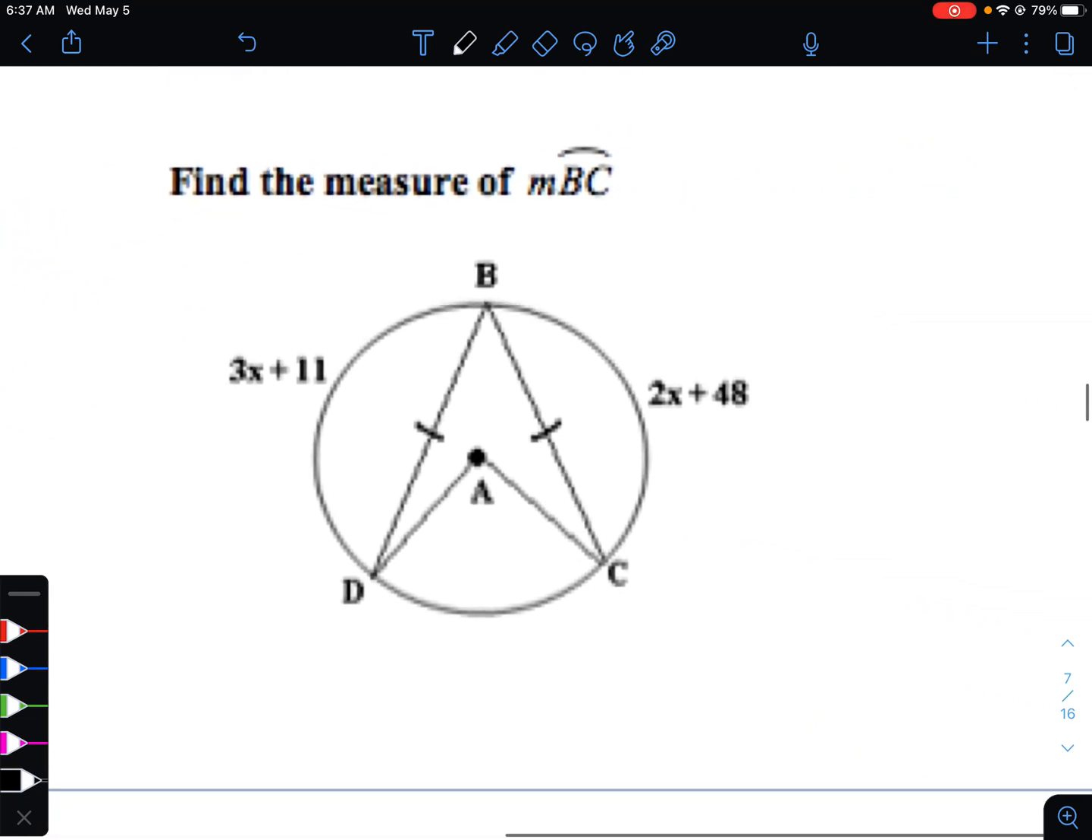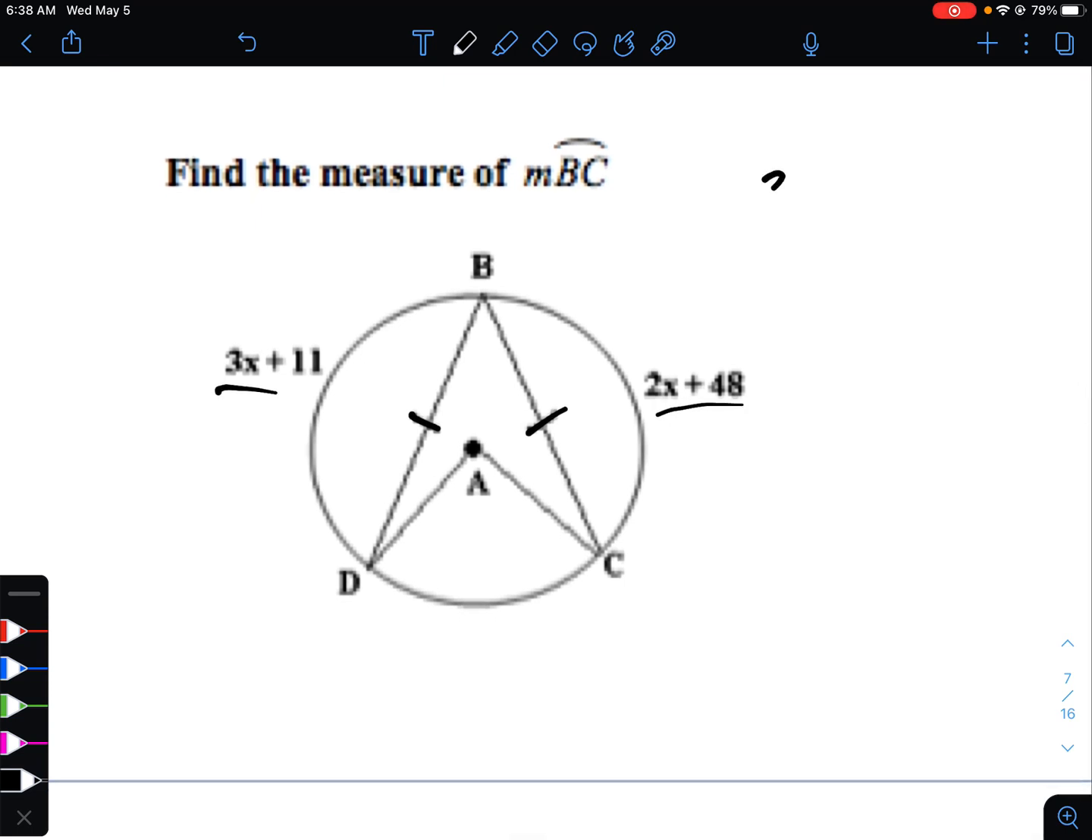Okay, so the last one on this page of the notes, and then we'll look at our second page with some additional rules. We're asked to find the measure of BC. So we already know that these two chords are the same. That means that our two arcs have to be equal to each other. So what we would want to do is go ahead and set those equal to each other. So 3x plus 11 equals 2x plus 48. And then we can solve for x.